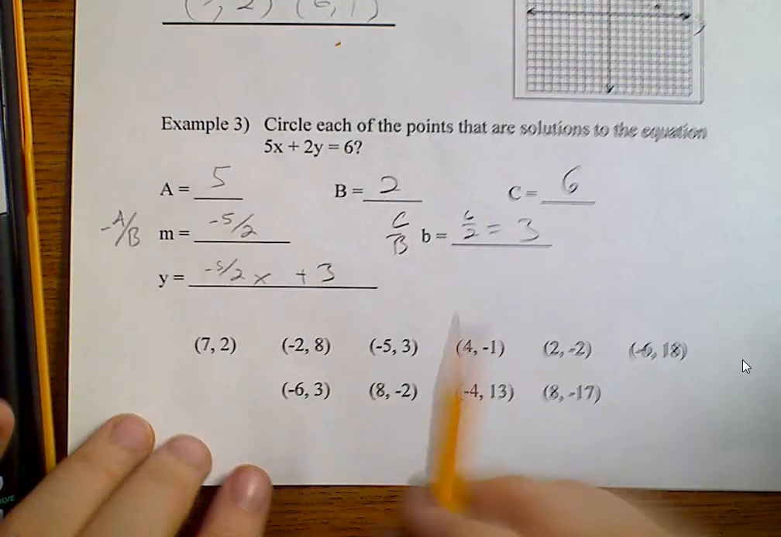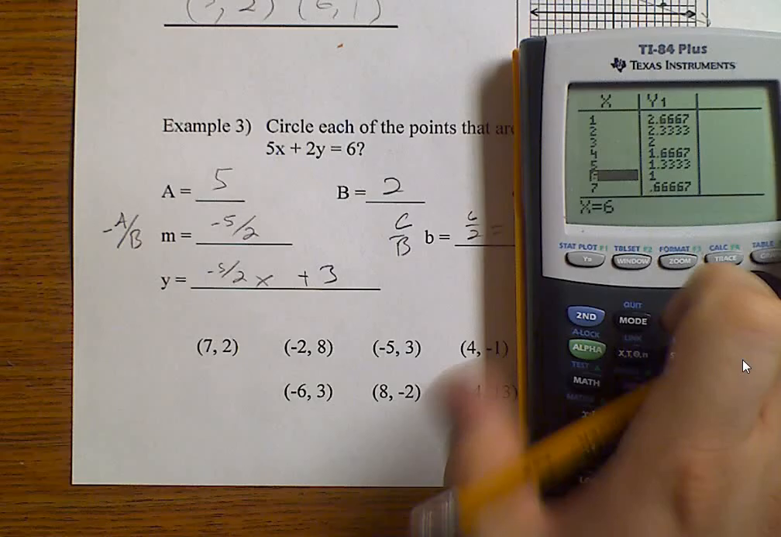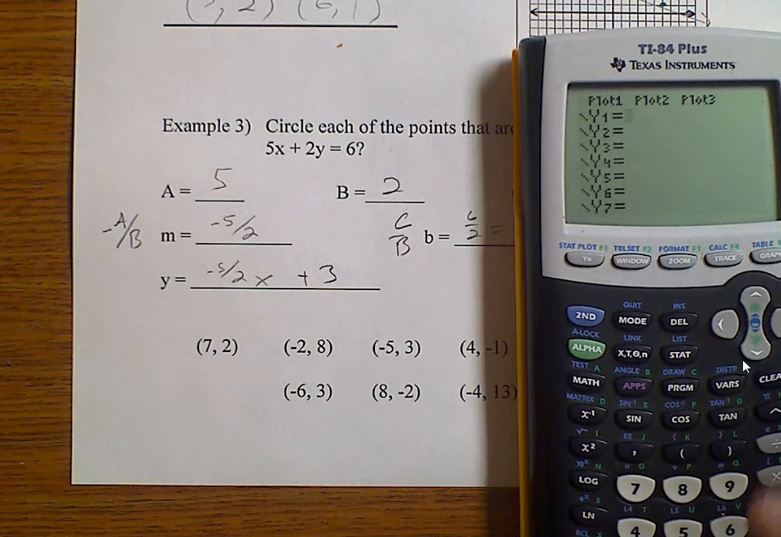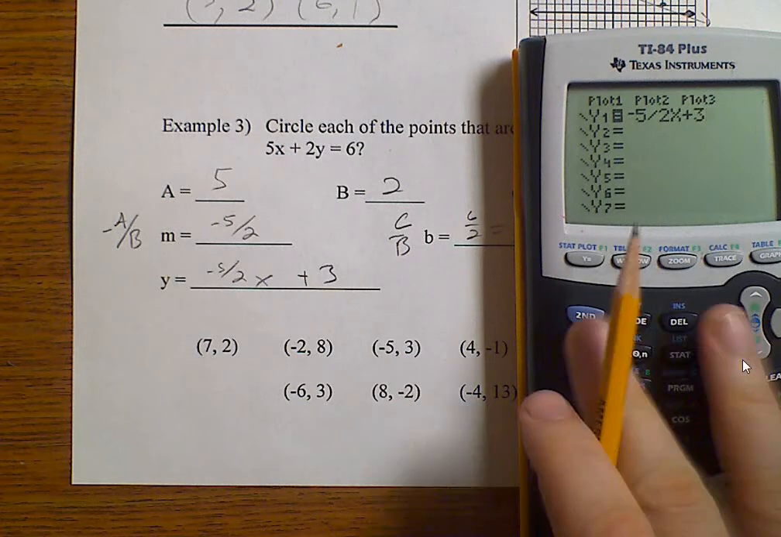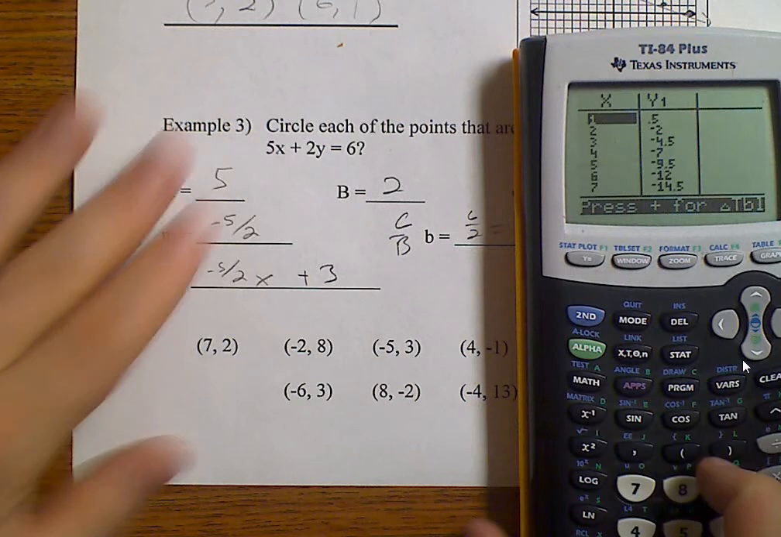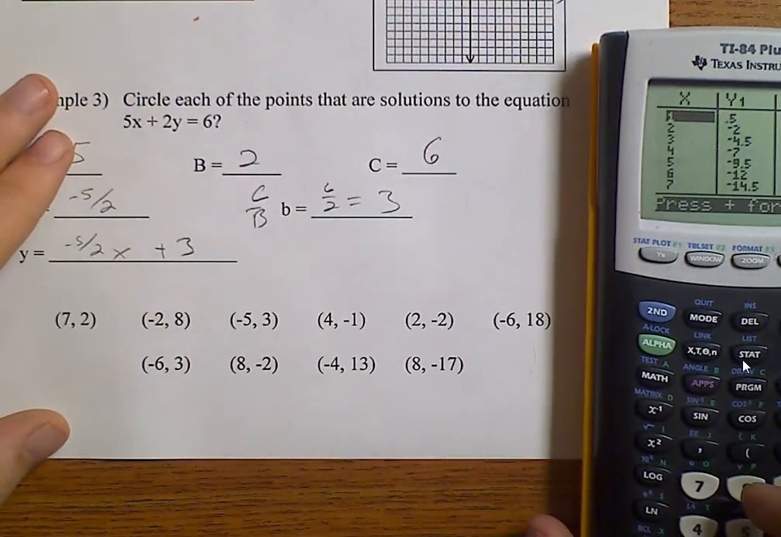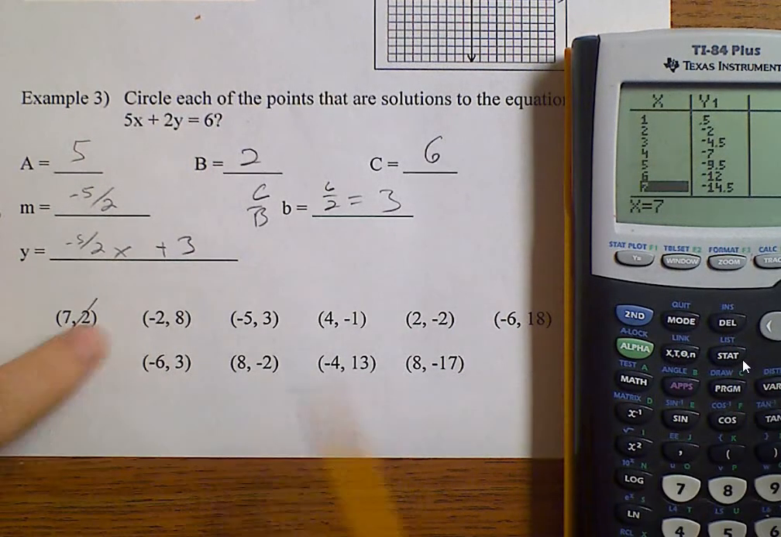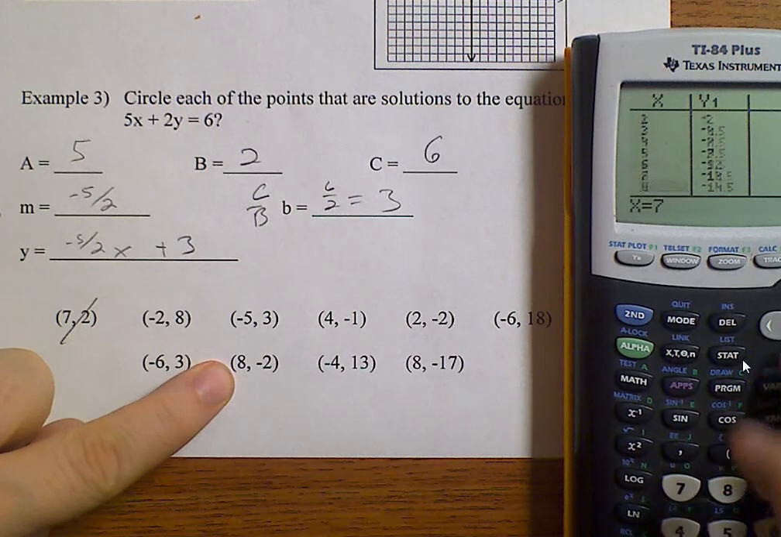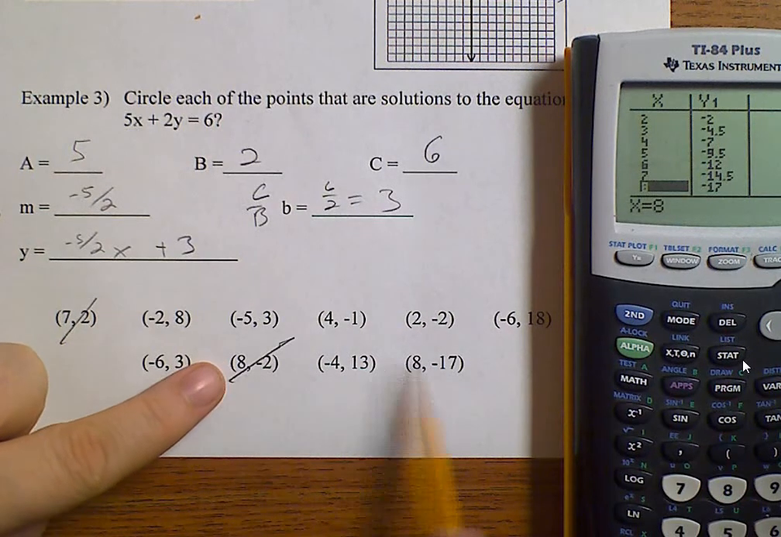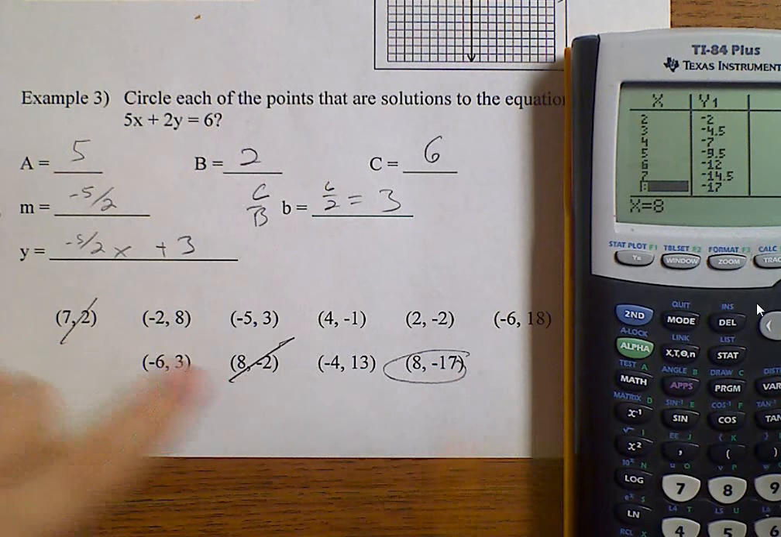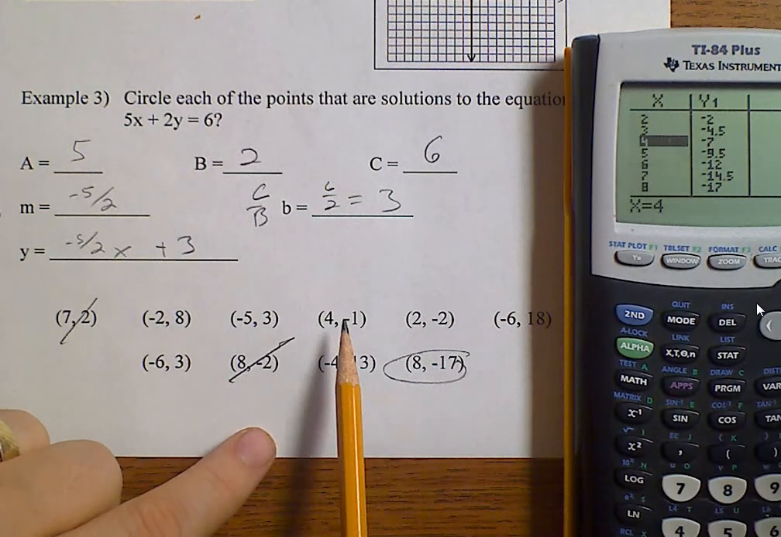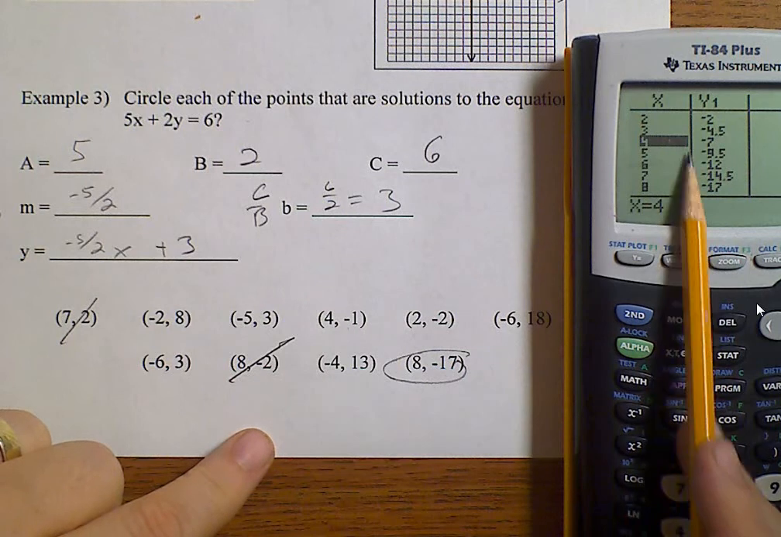Now we want to see if these points fall on the line. We'll go ahead and go to y equals, clear this out, and put it in. It says y equals negative 5 over 2x plus 3. And instead of going to trace, we're going to just go directly to the table, and we're going to look at these different points. So I'm looking over at 7, and it is not 2. I can see 8 is negative 17, so it's not that one, but it is this one. As I go down, 4 is negative 7, so it is not that one.